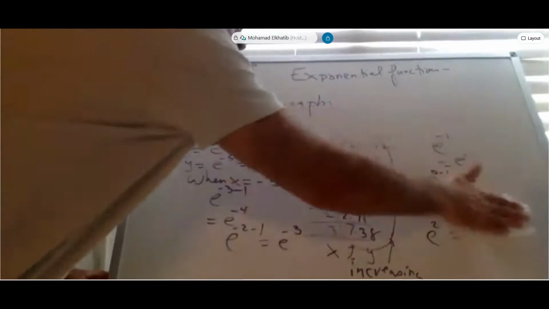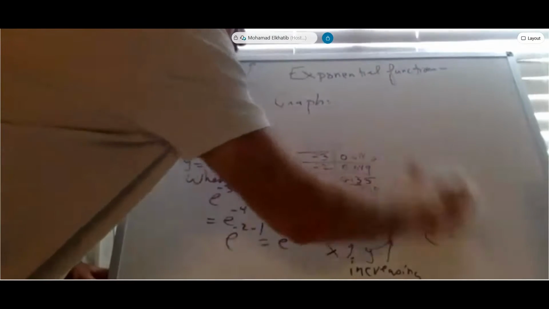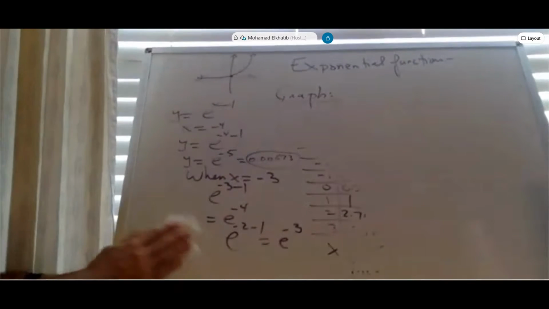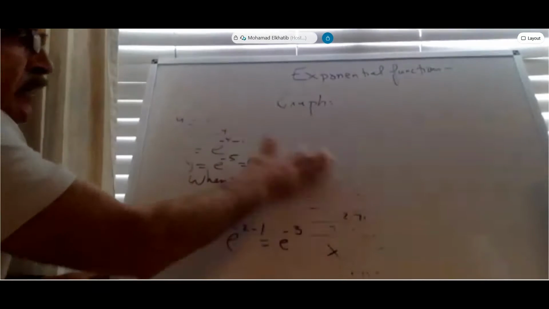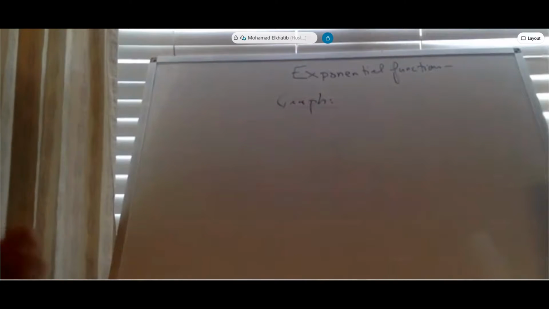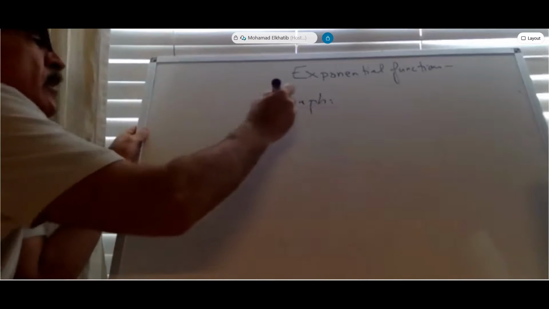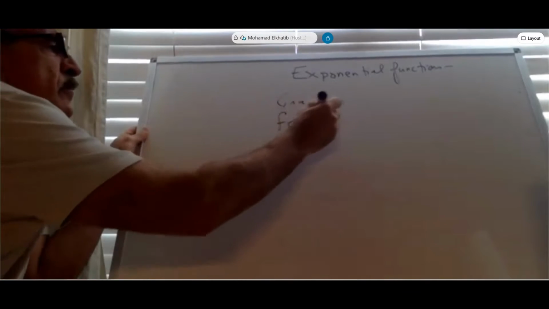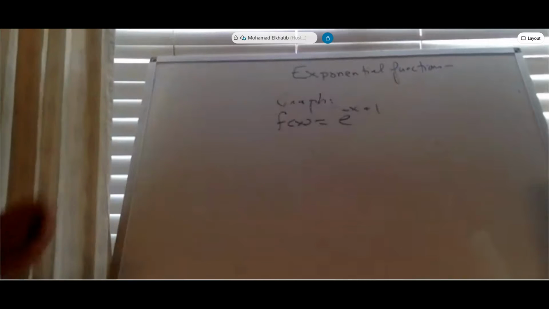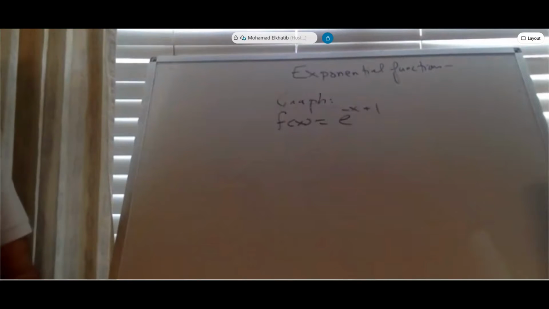You guys need this for your business major. You're going to be graphing so many graphs. You need to understand increasing and decreasing, like demand and supply. Demand is increasing or demand is decreasing. So you need to know how to graph. So let's say I want to graph e to the negative x plus 1.